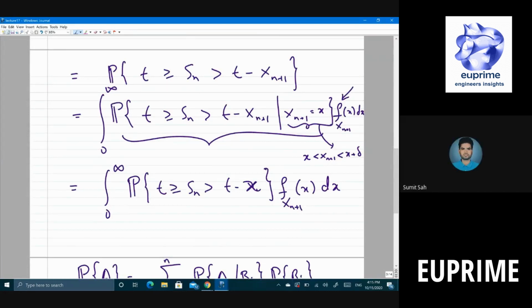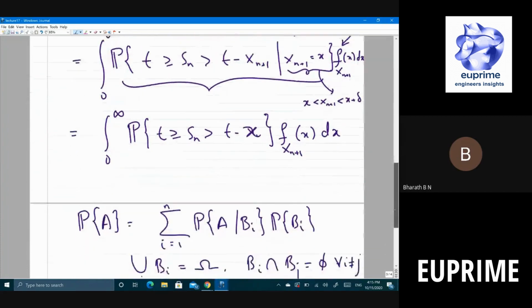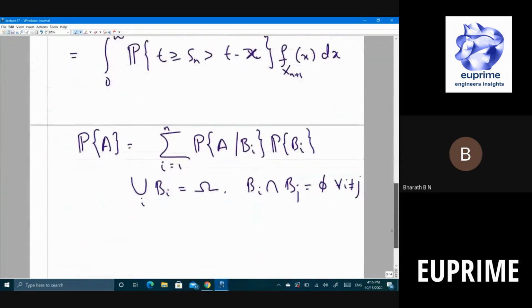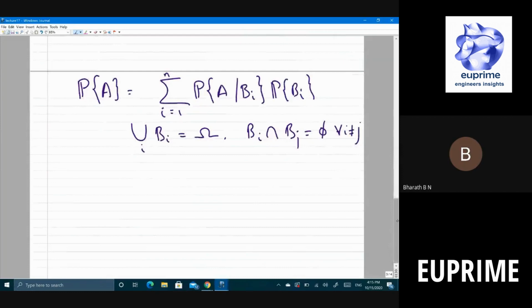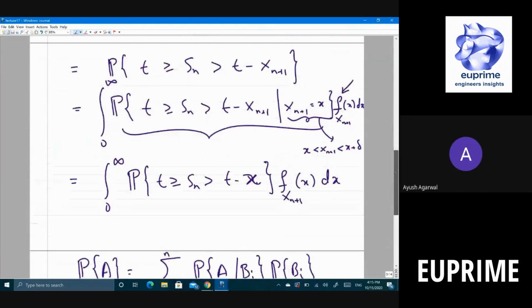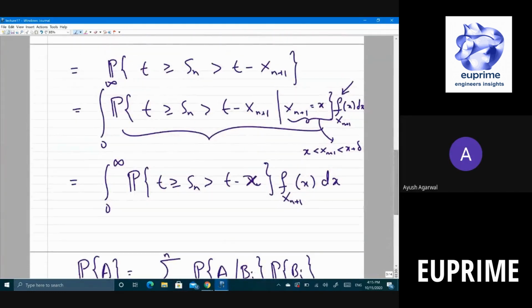Okay, the density of Xn plus 1. Okay, right? So now how do you compute, for example, the probability of Sn greater than this thing? Can you tell why this is a zero probability event once again?